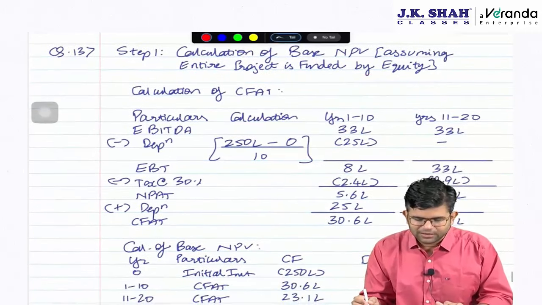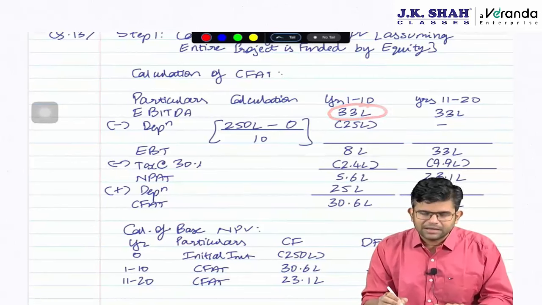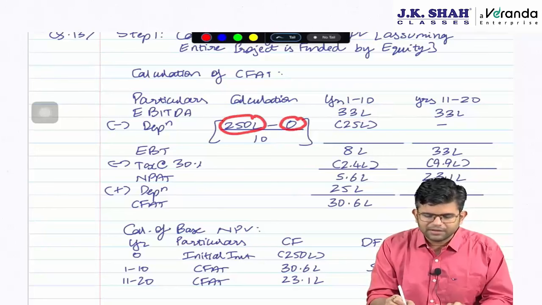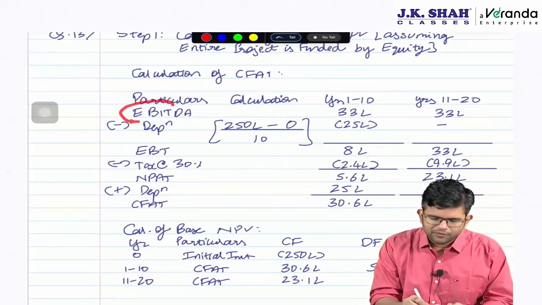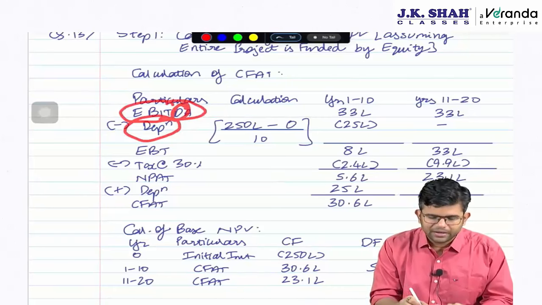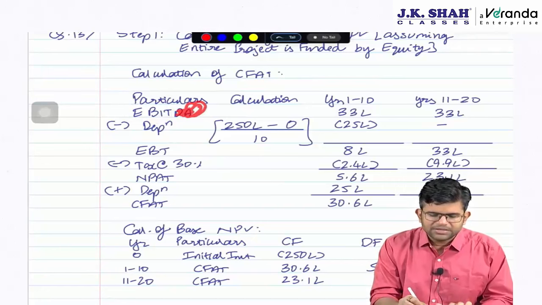In that I am first calculating CFAT. So let's talk first 10 years. 33 lakh is the EBITDA. 250 lakh initial investment minus no salvage given divided by 10 years depreciation, EBIT. Correct? Sir, from EBIT you are subtracting depreciation, that D you are subtracting. Amortization is not there in the question. Okay, I understand. So these two gone. But sir, interest, where is the interest subtraction?